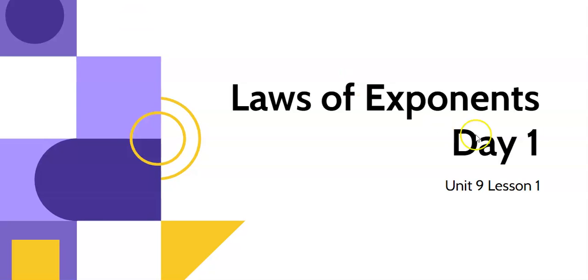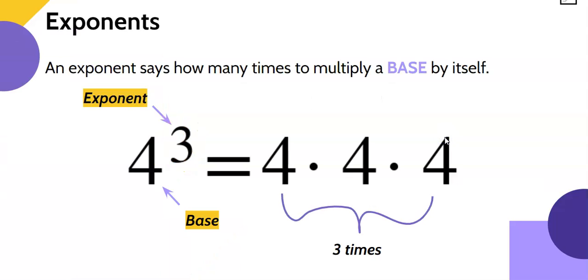Hey there guys, this is the first lesson of Unit 9, Laws of Exponents, Day 1. So, just as a quick recap, don't forget that exponents tell us how many times to multiply a base by itself. Now we're going to be referring to the base as whatever number or variable we're being asked to multiply by itself. In this case, our base is 4, and we're multiplying 4 by itself 3 times.